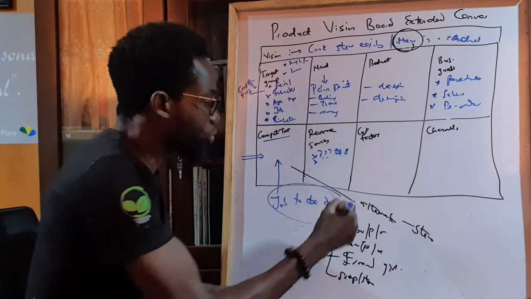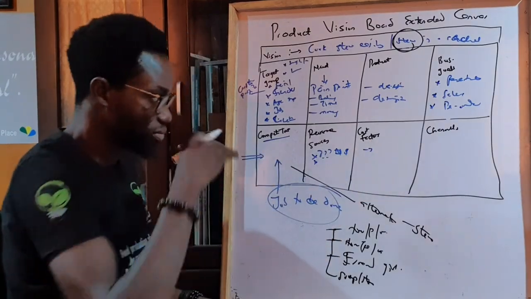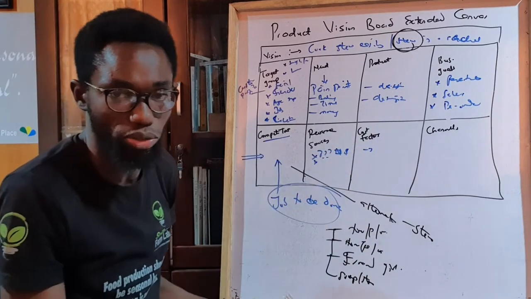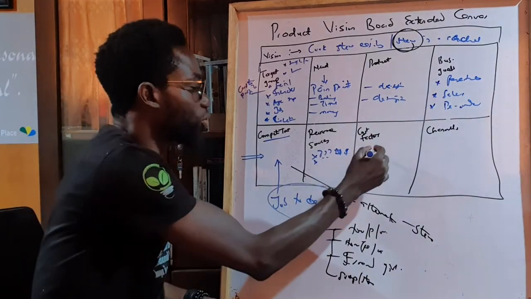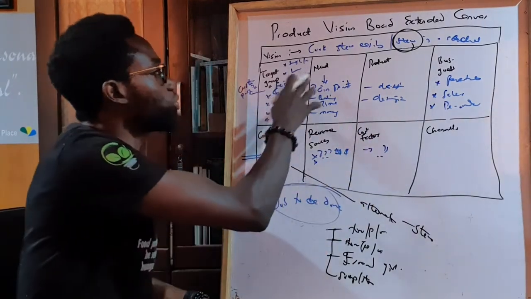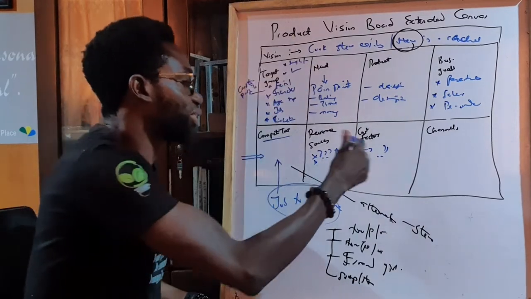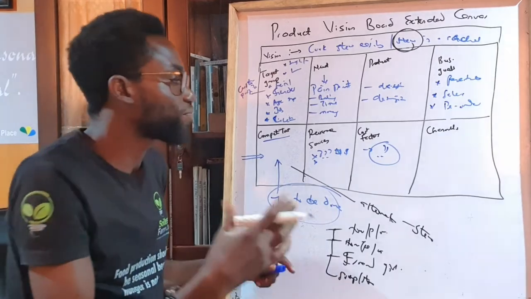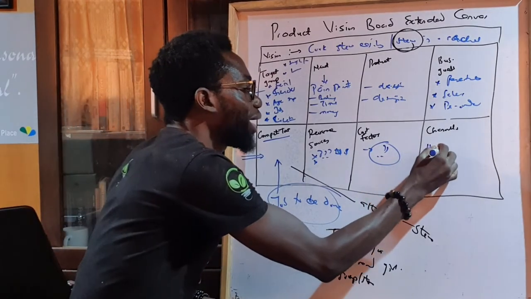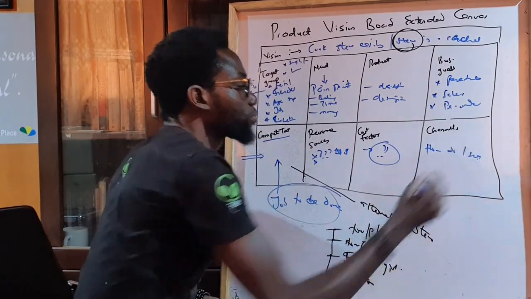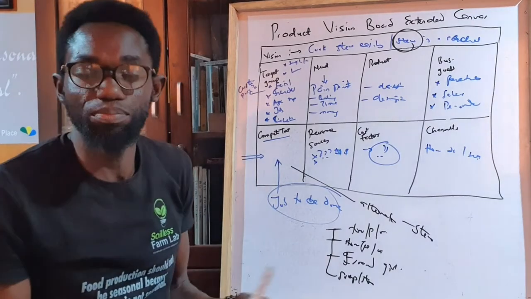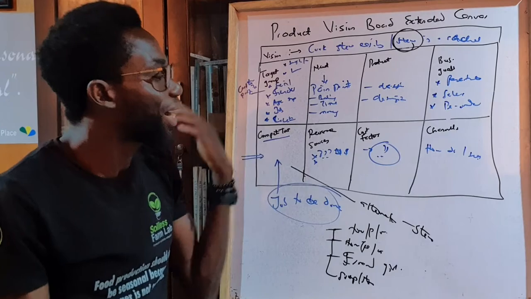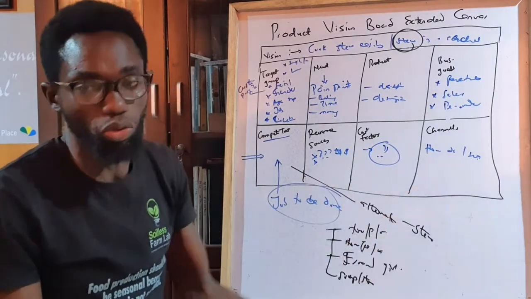Next, you need to know what it will cost. What will it cost me to get this done? What is the cost to get this done? I want to do stew in a sachet. What will it cost me to get this done? And finally, how do I sell? Am I selling in boxes? Am I doing wholesale, retail, in jars? How do I sell? I need to know.